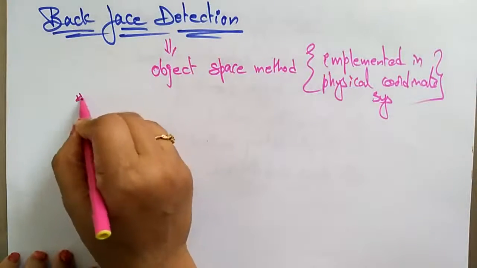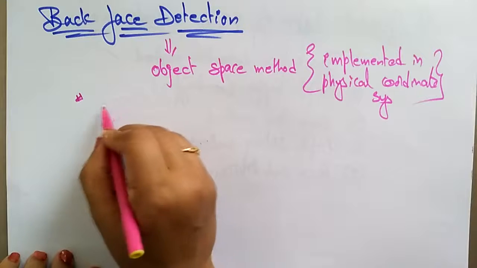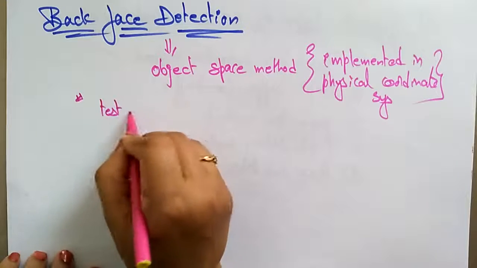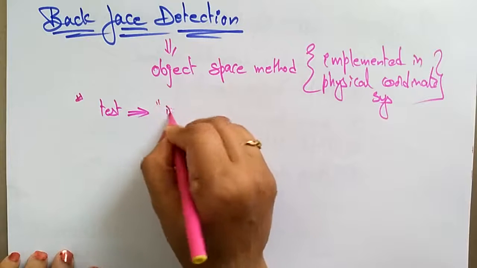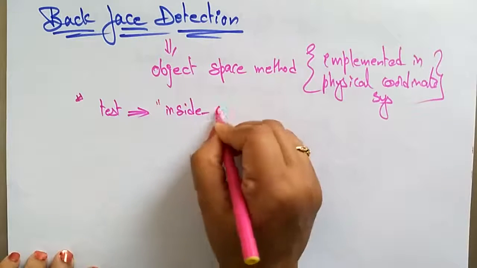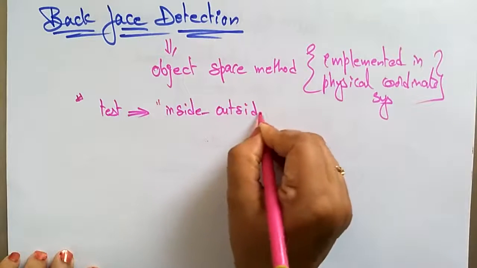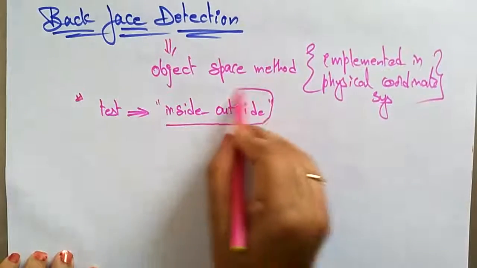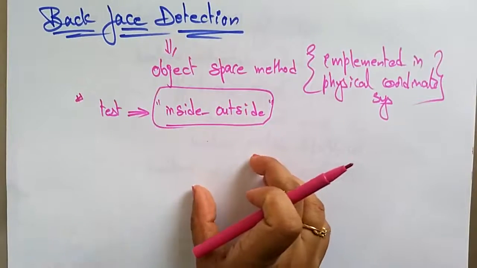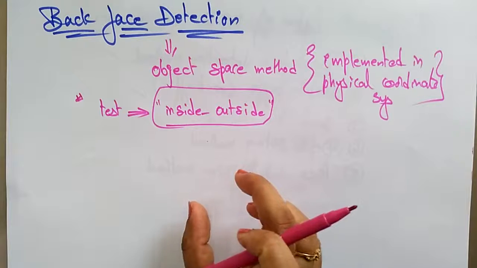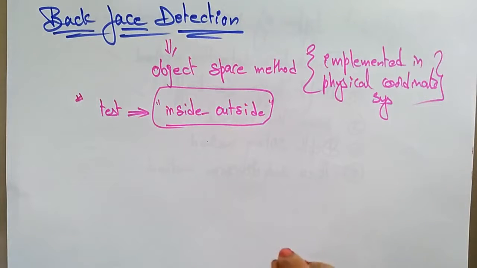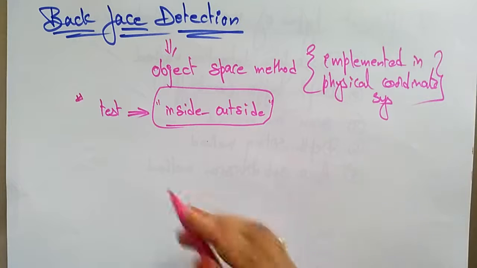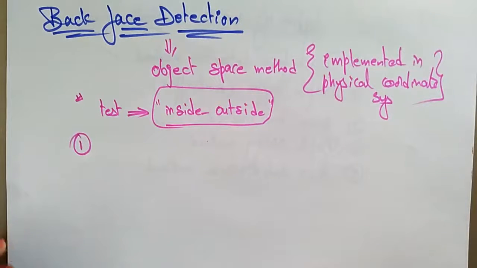So what is the test I said? With a simple test, I am able to remove the back portion. That is the inside outside test. So by using this inside outside test, which is a simple and fast object space method for identifying the back faces, there are different ways of doing it.